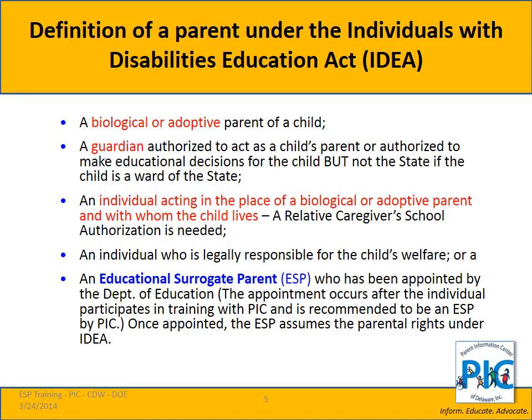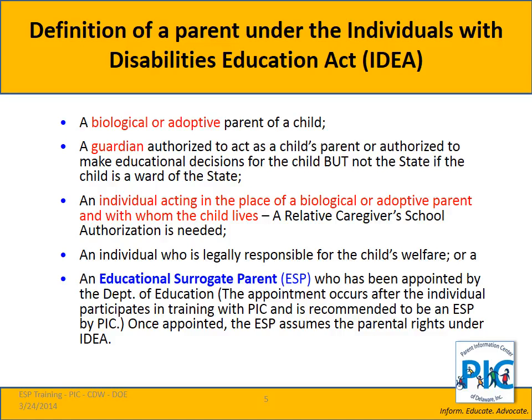A parent is defined as a biological or adoptive parent, a legal guardian, but not the state if the child is in foster care, a relative caregiver. This is a person who is acting in the place of a biological or adoptive parent and with whom the child lives, or an individual who is legally responsible for the child's welfare, or an Educational Surrogate Parent, or ESP.